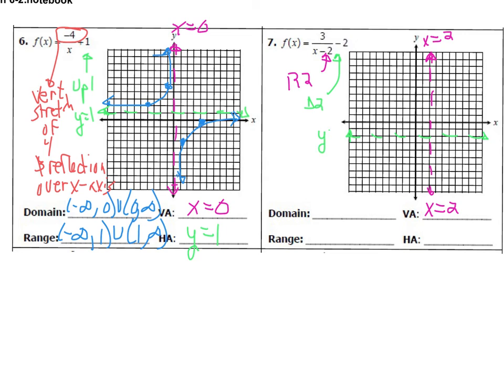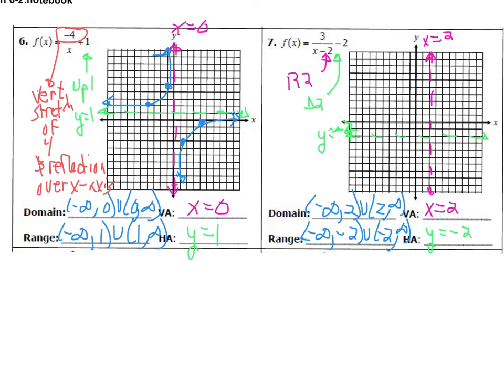So y equals negative 2. That's a negative, and that's a 2. Weird but true. So y equals negative 2. And I can write my domain and range from here: negative infinity to 2, jump the fence, union 2 to infinity. And same thing for range: negative infinity to negative 2, jump the fence, negative 2 to infinity.